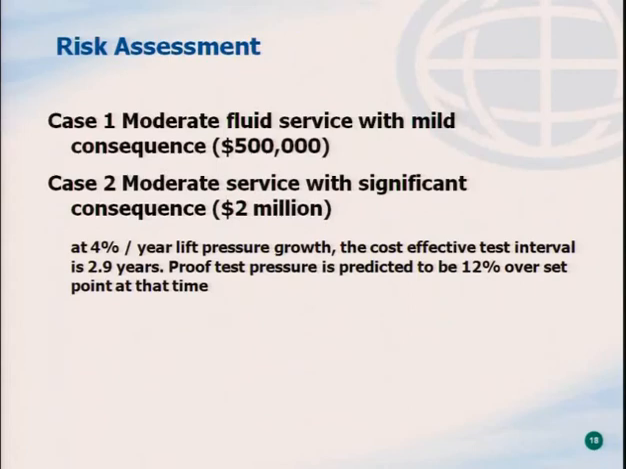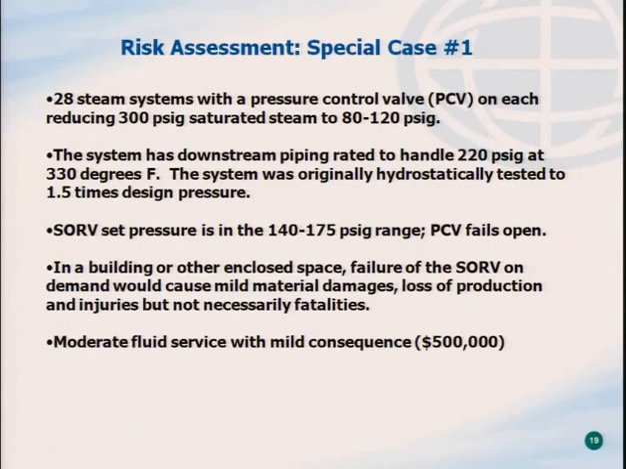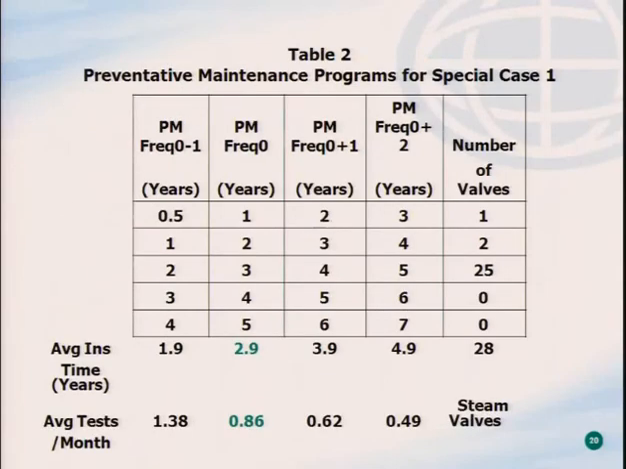We looked at a couple of cases, and one is consequence $500,000. The other was consequence $2 million, and these were subsets of the population of valves that we have out there. In other words, a part of the business that we have at Savannah River, or a particular process. Details about it, I don't need to go into that right now with the remaining time that I have.